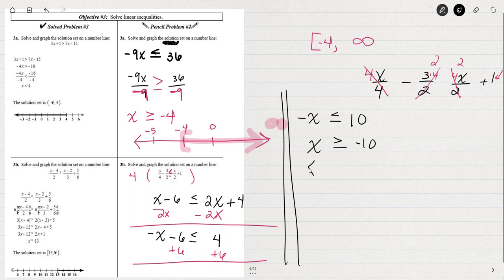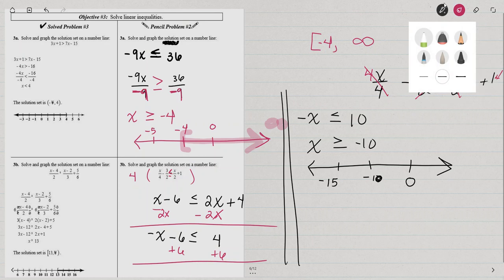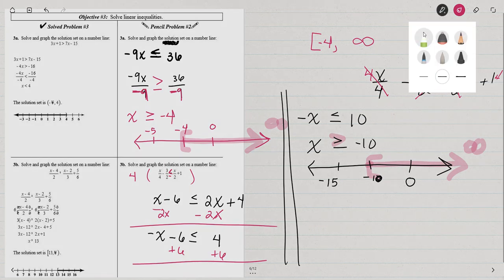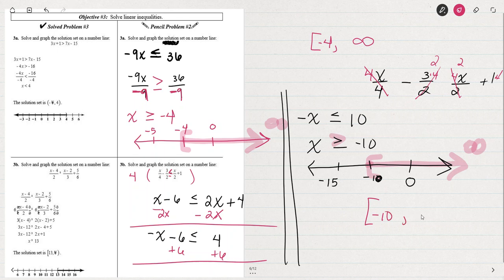Now, if I want to show all the x's that are greater than or equal to -10 on a number line, it might look like this. I'm going to start at the -10, include the -10, and go in the direction of that arrow. So that would be -10 included up to infinity. And we always have a parenthesis on infinity because you can't actually equal infinity.